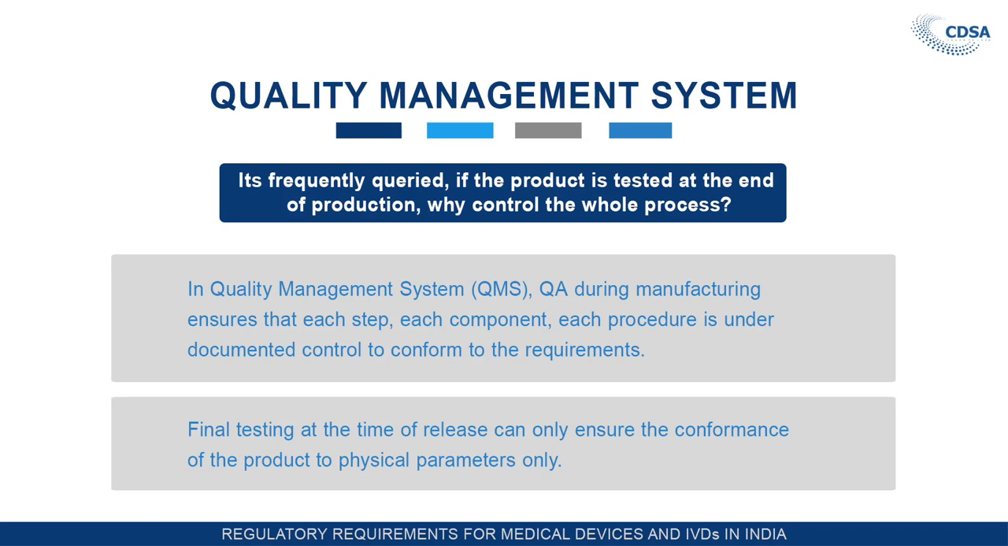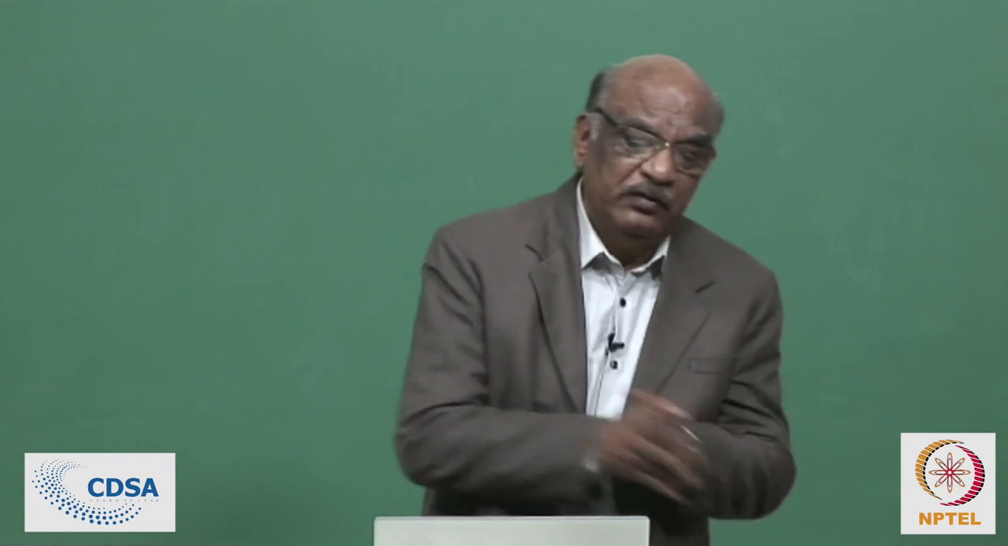What it means is that quality assurance during manufacture ensures that each step is controlled. Remember, manufacturing is a combination of different steps in the whole process. So each step, each process is controlled by people who are trained for that process, and whatever they are doing is written down and documented. Therefore, you build in quality right from the very beginning to the end.